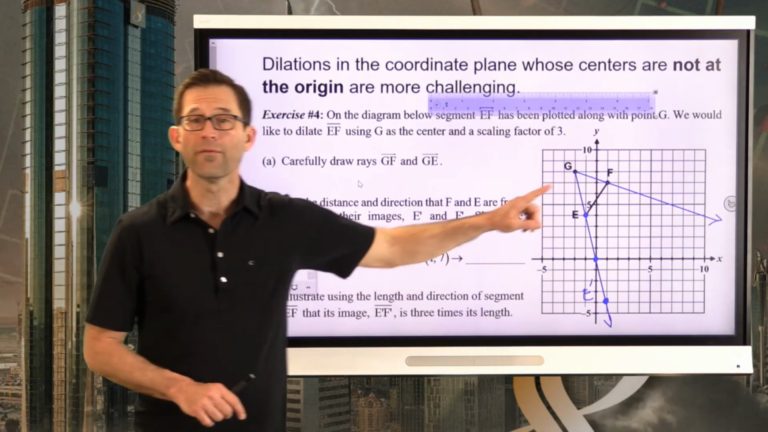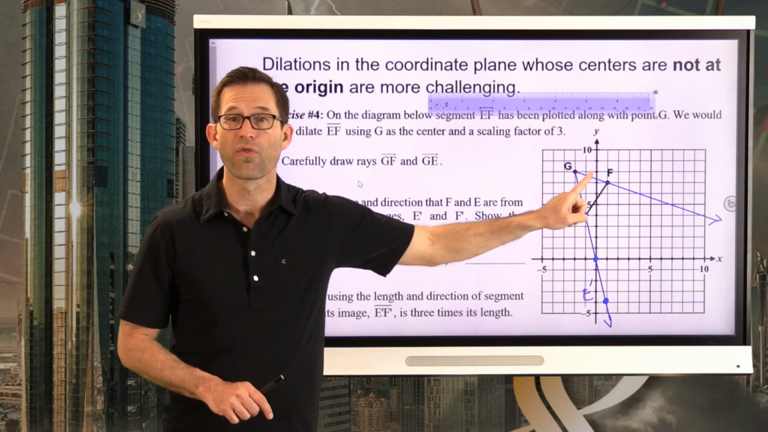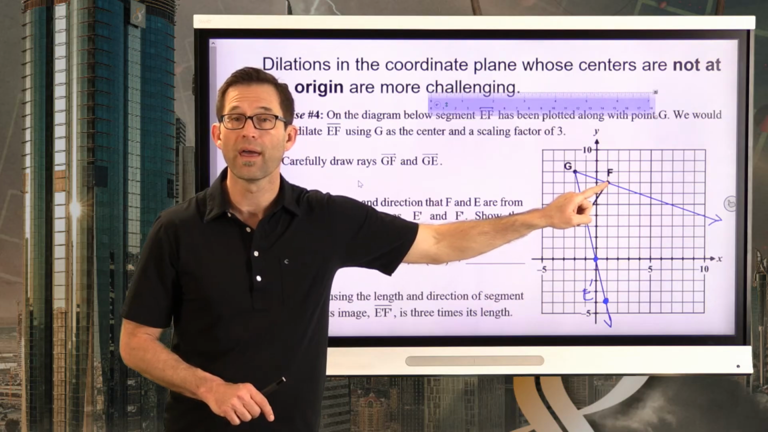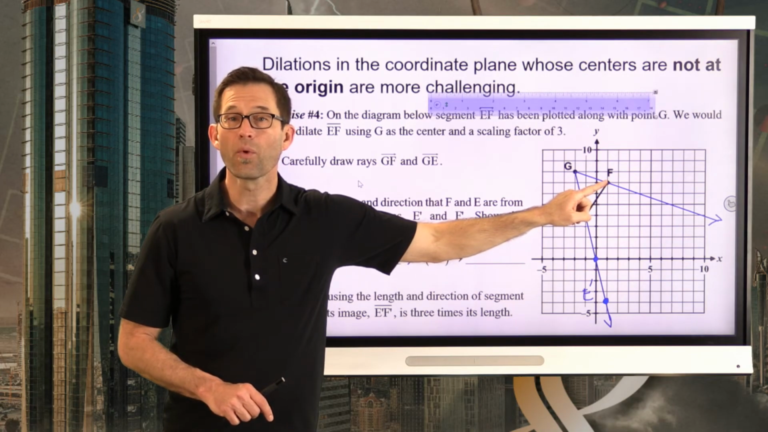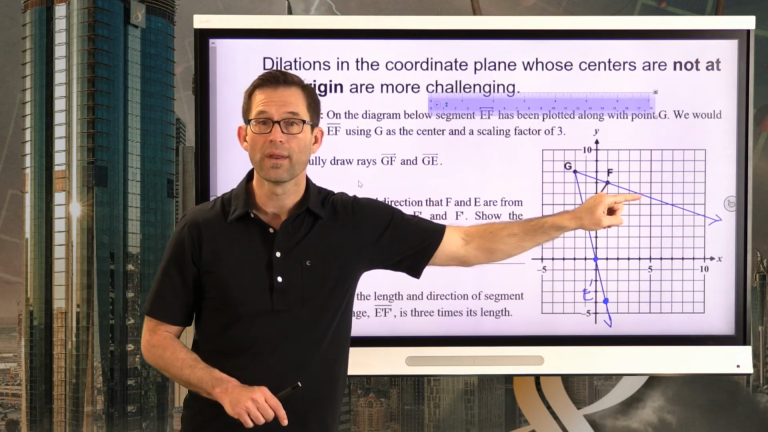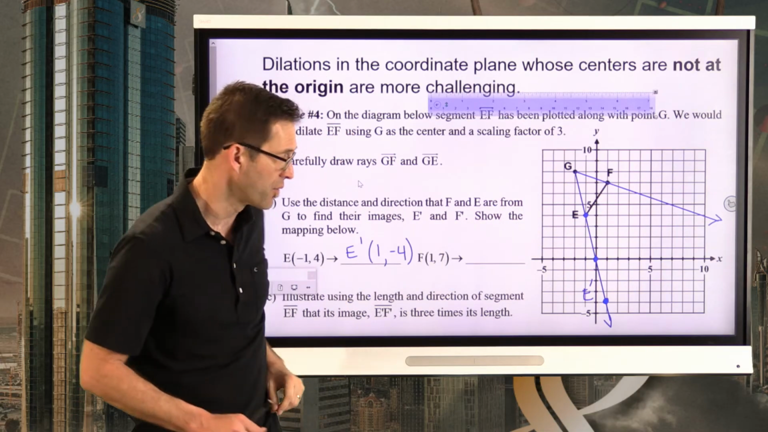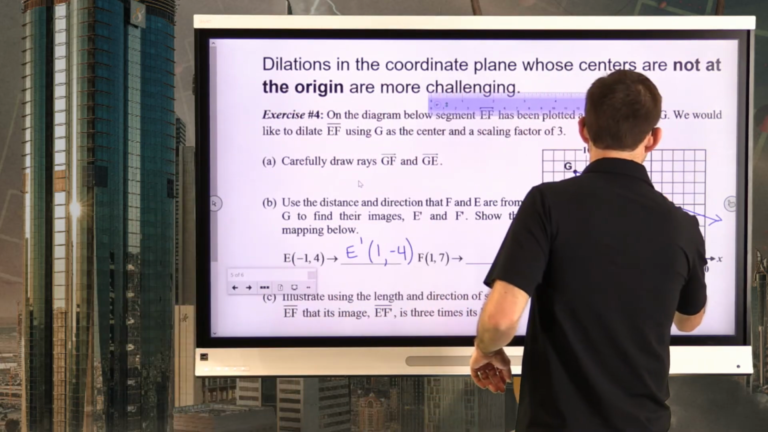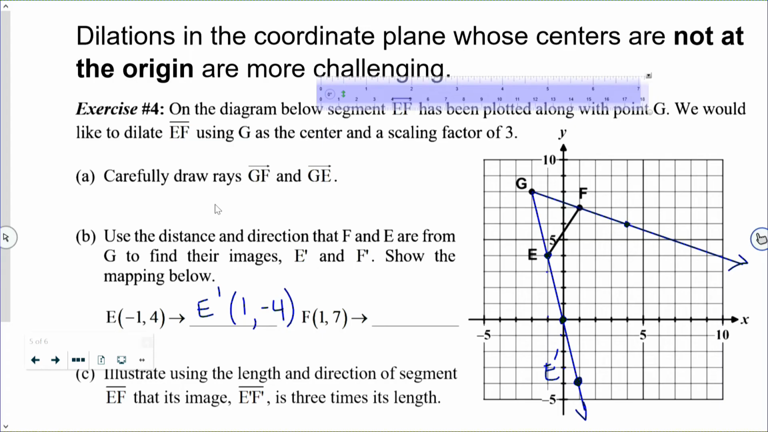All right, well, F relative to point G is 3 units over and 1 unit down. So I'm going to do that 2 more times. 3 units over, 1 unit down, 3 units over, 1 unit down, 3 units over, 1 unit down, and there's my F prime, and it's at 7, 5.